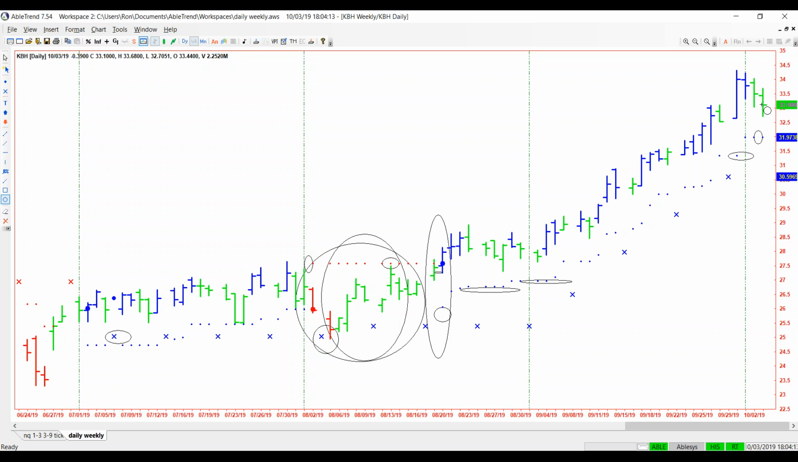Simple as that. We just ride it all the way up until we either get a red bar or we hit our stop. Can't lose on this one because AbleTrend traders who got into this trade a month and a half ago got in about 28 and we got a stop at 31.5. So we're going to make some money on this trade.